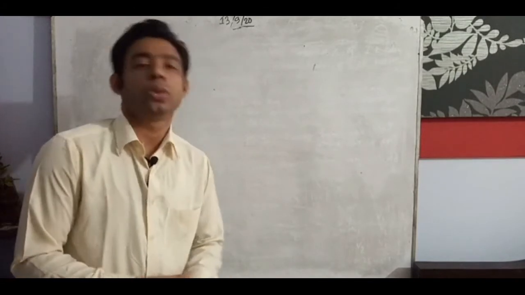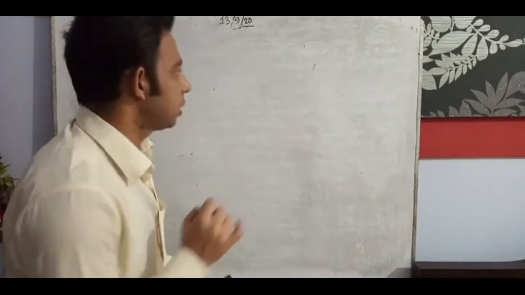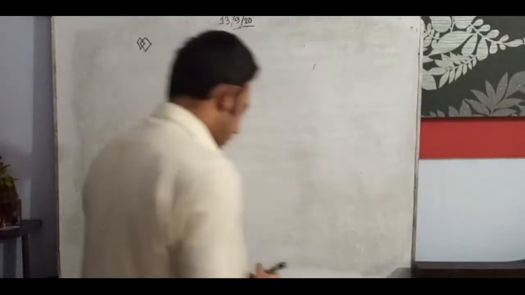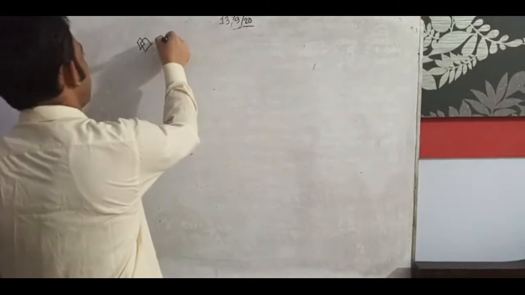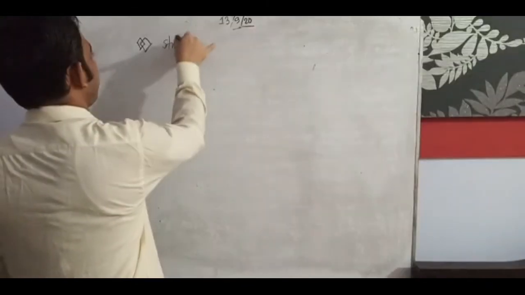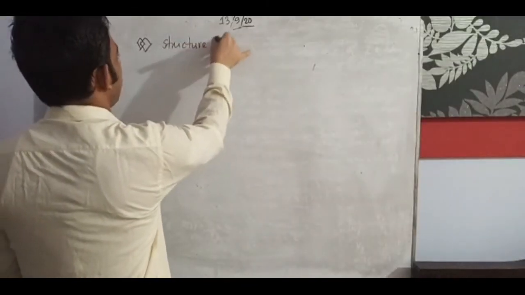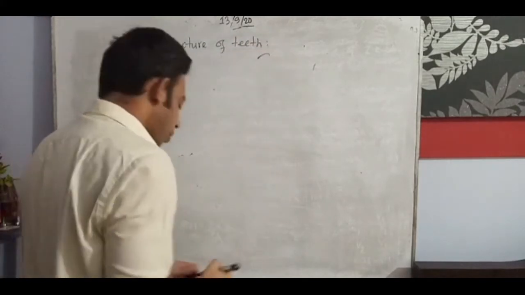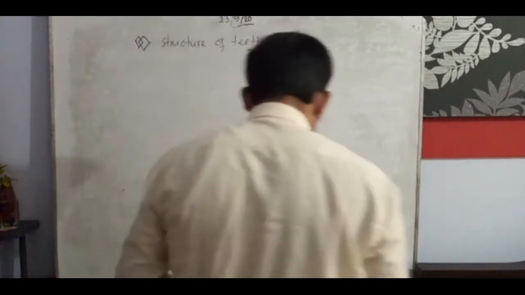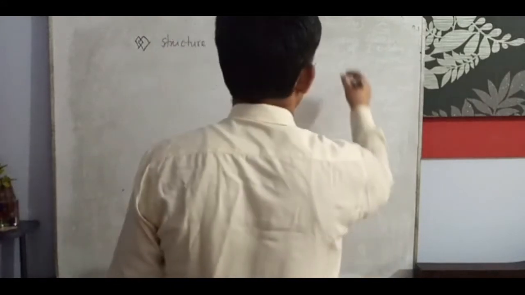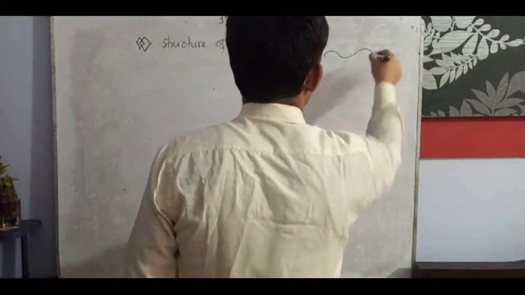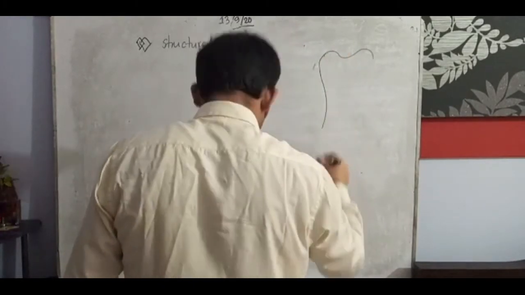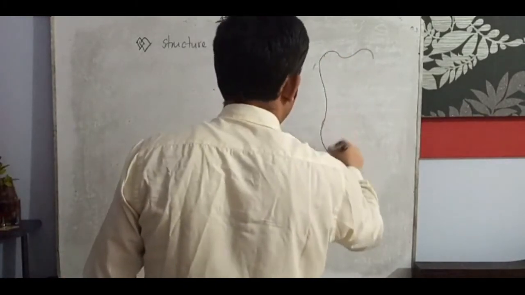So we will go through another very important CQ type topic, that is the structure of teeth. We will try to understand the structure of teeth. The very first thing is to draw a figure like this. We will draw like this, the very first one, in this way.